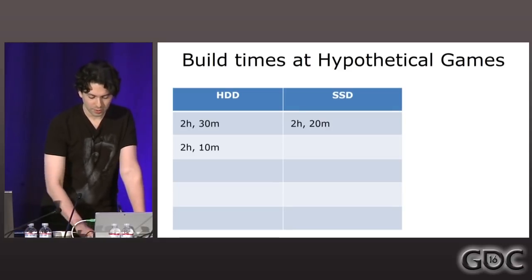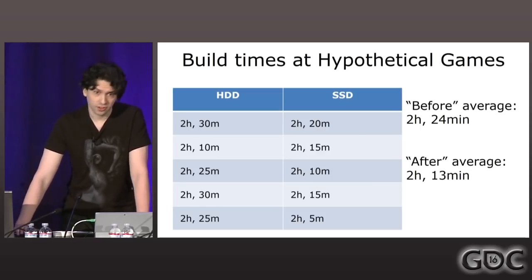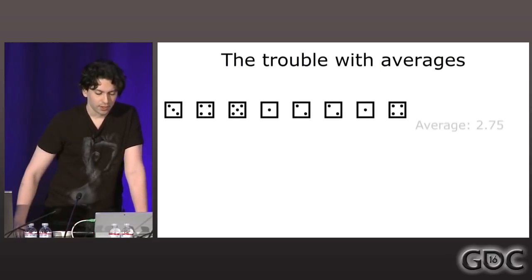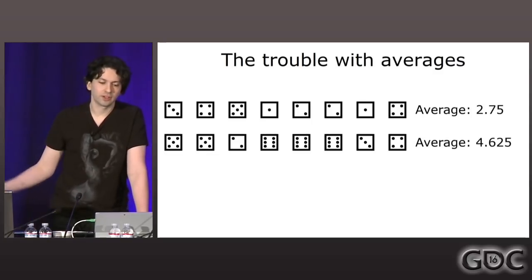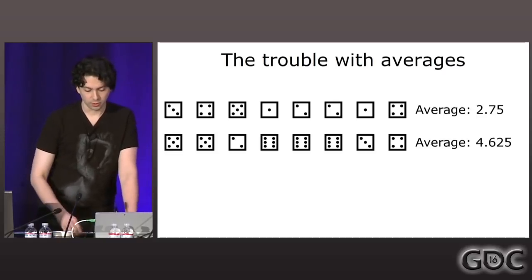All right. I'm going to spend the entire weekend building over and over and over again. And I get numbers that are all over the place. On average, the solid-state drive builds about 10 minutes faster. But here's the problem with averages. With a small sample and a random distribution, you can get completely different averages, even if the underlying distribution is the same, so long as your sample size is small.